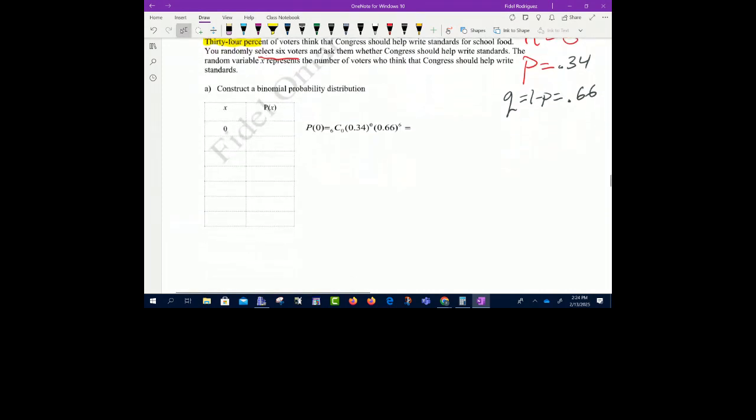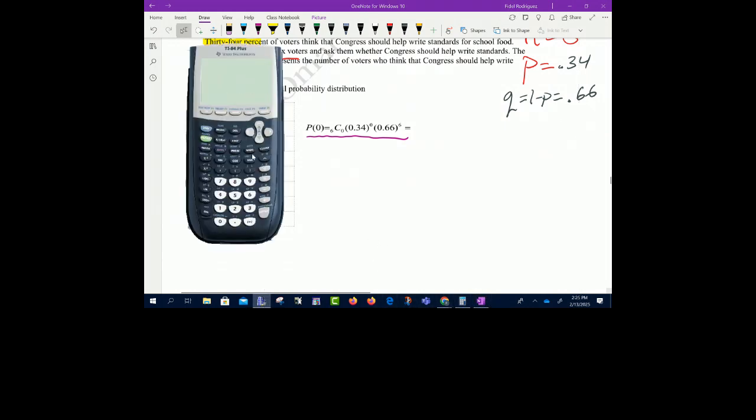Now, what we're going to do now, y'all, is we're going to fill out this probability distribution, okay? So the first part here says, suppose we asked those 6 voters, what's the probability that none of them said, hey, we think Congress should get involved in this thing here, okay? So look, y'all, I already have the formula set up. So again, I'm going to take my calculator, y'all, and I'm going to type in exactly what we got right here. Let me clear all this out.